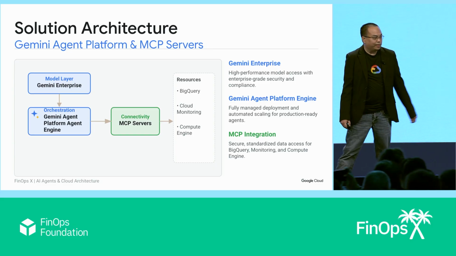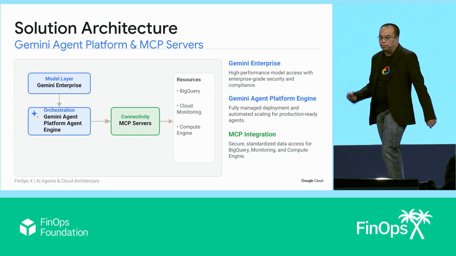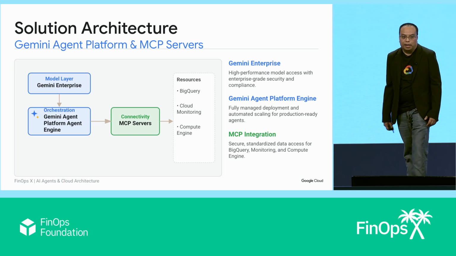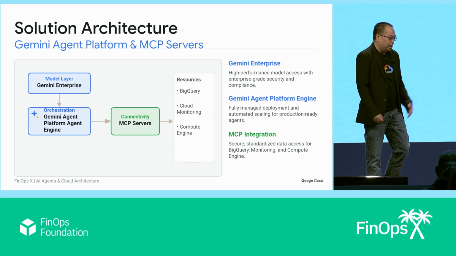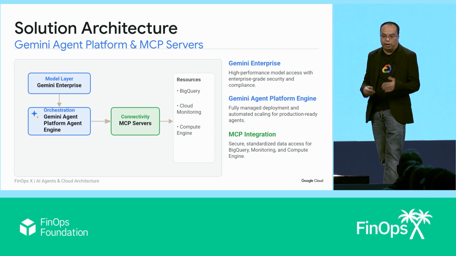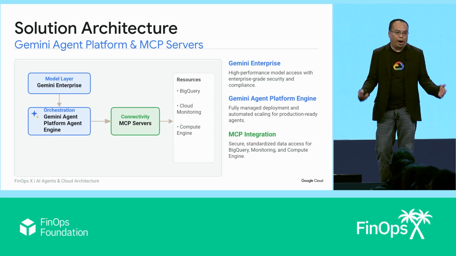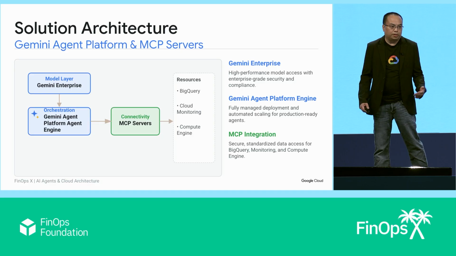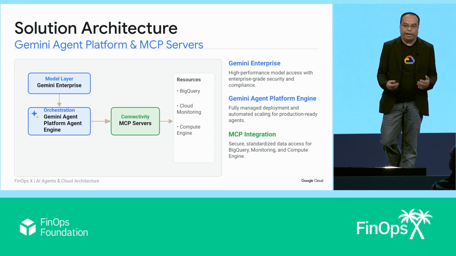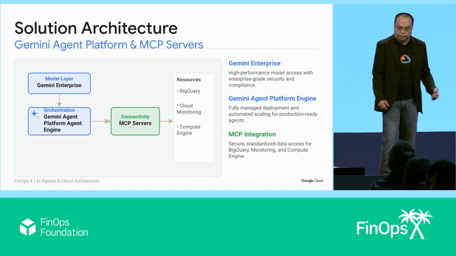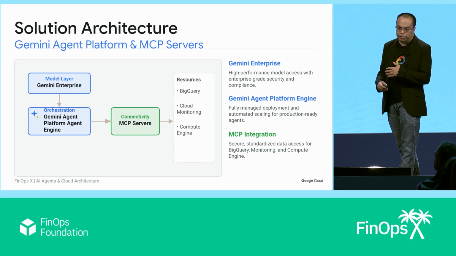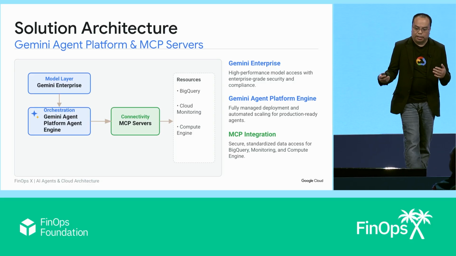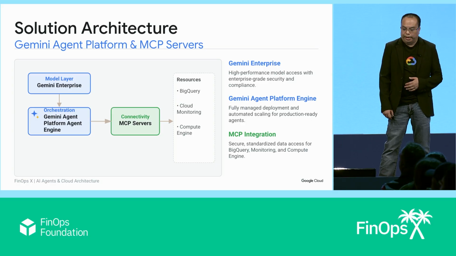Great. Thank you, Alfonso. Thanks for going through that. So we'll dive a little deeper into how does this all work and how do we design this, right? Gemini Enterprise provides you the model access layer, where you have access to the model and the UI to interact with that agent. Agent platform is the orchestration layer, right? So this is where you go out and deploy and manage your agents at scale. Then we connect it to the MCP servers that connect you with your resources, your data, such as BigQuery, Cloud Monitoring, and Compute Engine, right?